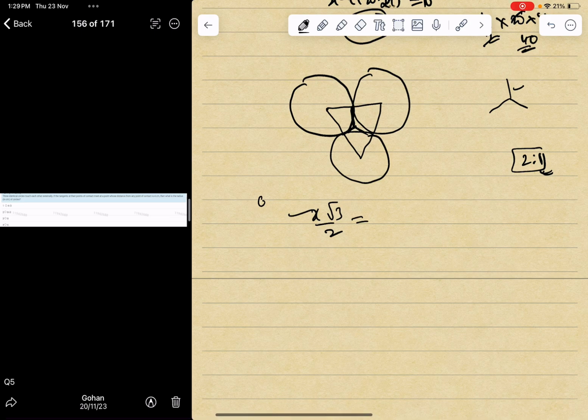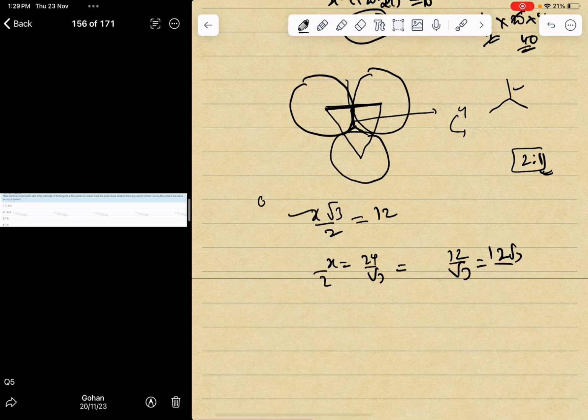Now, 1 part corresponds to 4, so 3 parts will correspond to 12. So x root 3 by 2 is 12, so x equals 24 by root 3. But the radius will be x by 2, half of the side, which can be written as 12 by root 3, that is 12 root 3 by 3. So 4 root 3 looks like the answer. This is a very good question, a complete game of drawing the diagram.